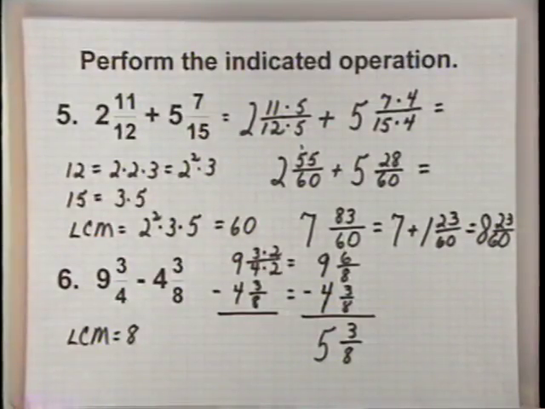Now, do you think that's always going to be true? Do you think that the fraction in the first mixed number is always going to be larger than the fraction in the second mixed number? No, it is not. So what will we need to do if the fraction in the first mixed number is not larger than the fraction in the second mixed number? What do you think we'll do?